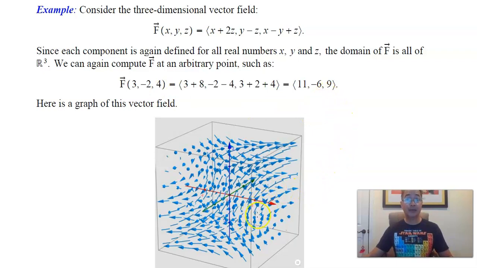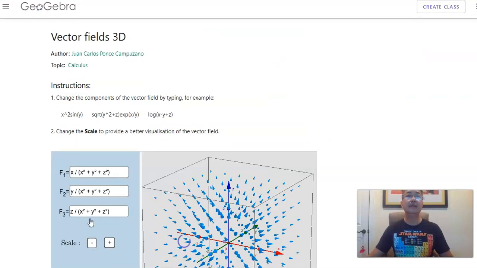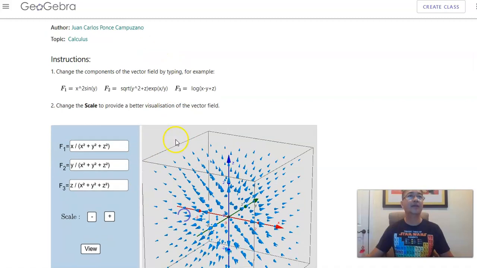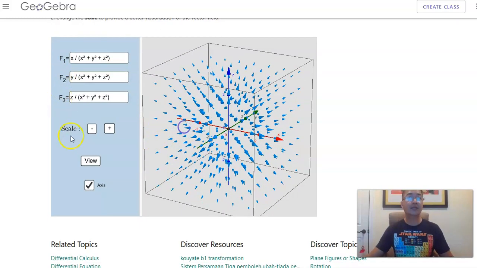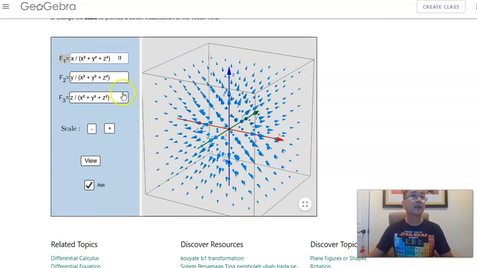Okay, so let's play with the 3-dimensional version. Same author. Okay, let's go back to the web. All right, so let's go to Vector Fields 3D. Okay, there you go. Same author. And yeah, so this time we have 3 components, okay? And he only lets you do one thing, change the scale. All right, so yeah, we're going to see something that actually looks like this in a few minutes.